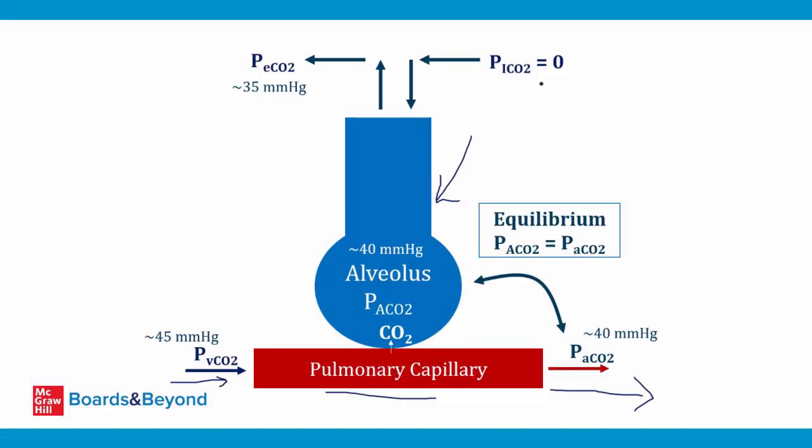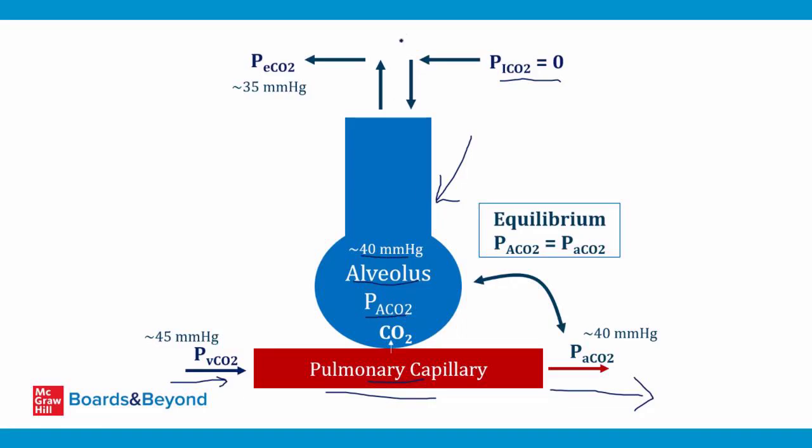The air we inspire from the atmosphere has essentially no CO2 in it. So the P I CO2 for inspired gas is roughly zero. Once we get to the alveolus, we do have some CO2. That's because the gas inside the alveolar space is picking up carbon dioxide from blood in the pulmonary capillaries. So inside the alveoli in our lungs, a normal partial pressure of carbon dioxide is about 40. That's the P big A CO2.